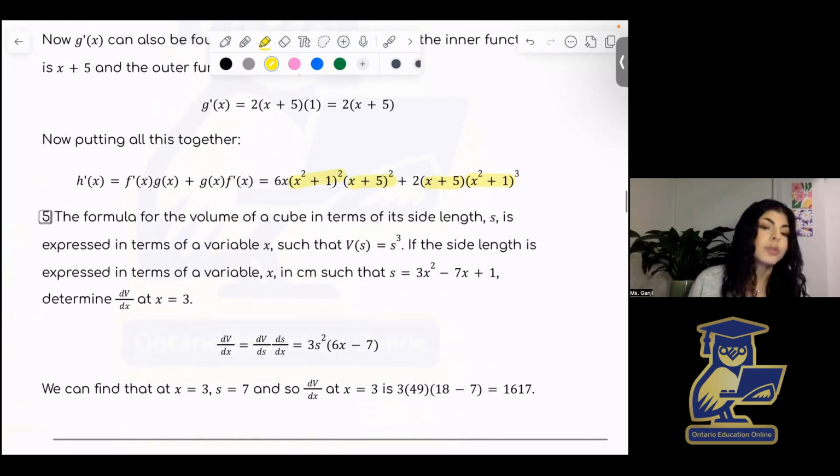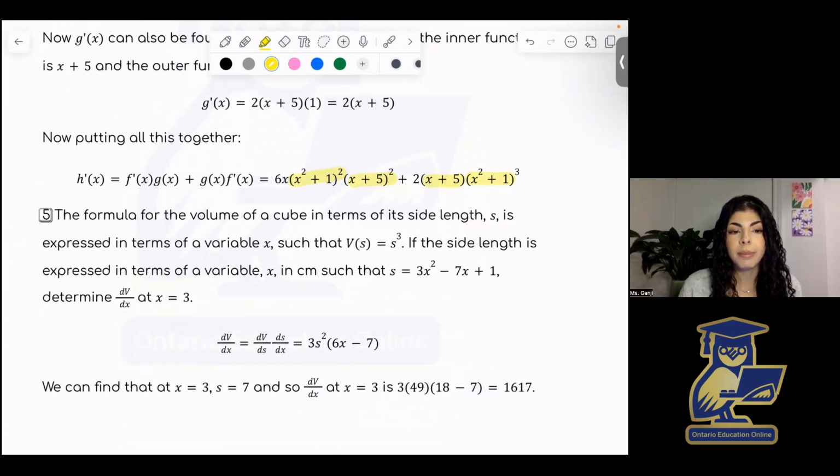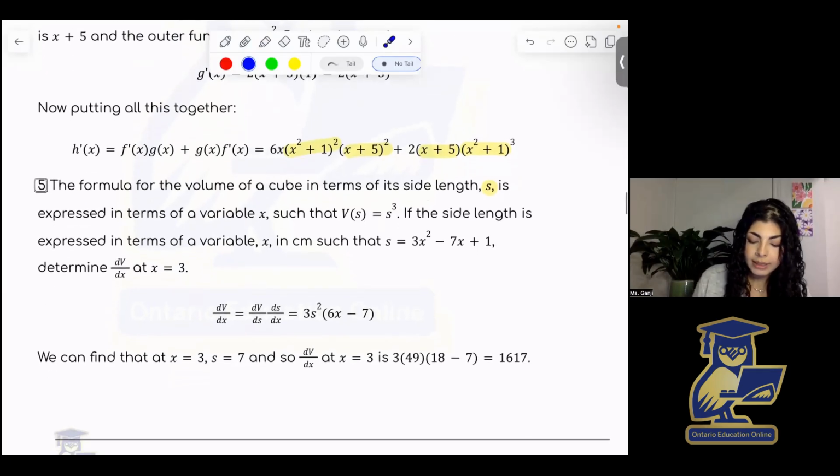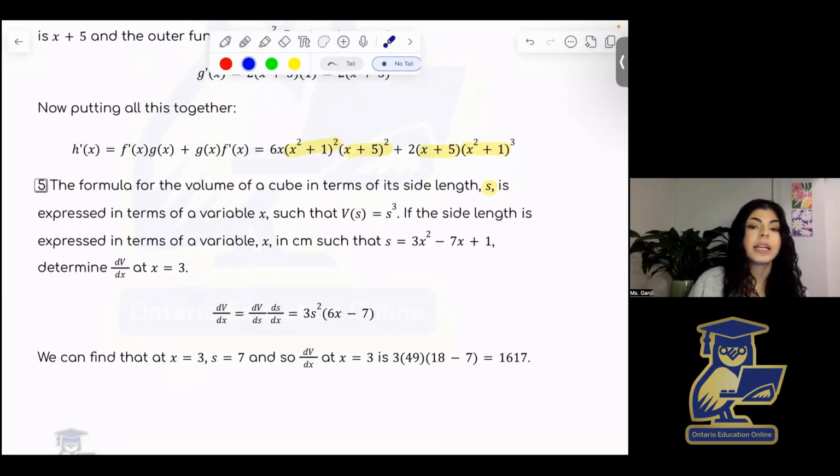Now let's try another real life application, and this time we have volume. The formula for the volume of a cube in terms of its side length, S, where the side length is expressed in terms of a variable x. The volume in terms of S is S cubed, we know, but the side length is expressed in terms of a variable x. So S itself is going to be 3x squared minus 7x plus 1.